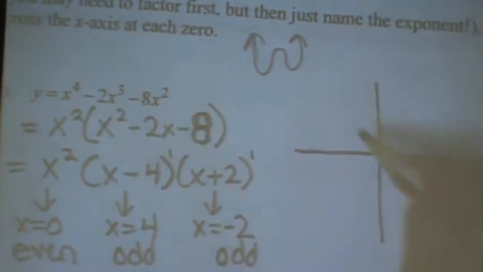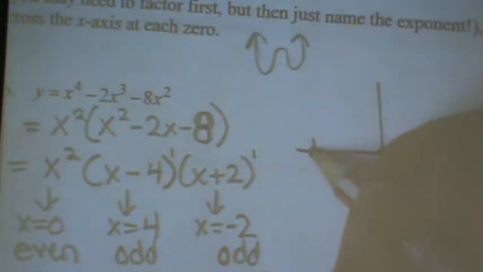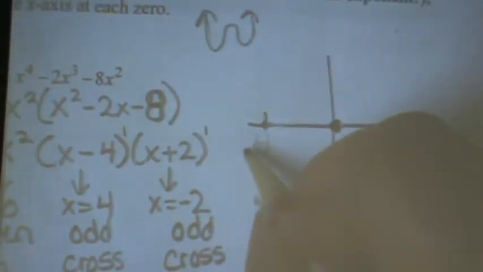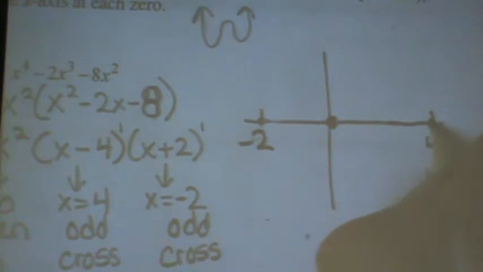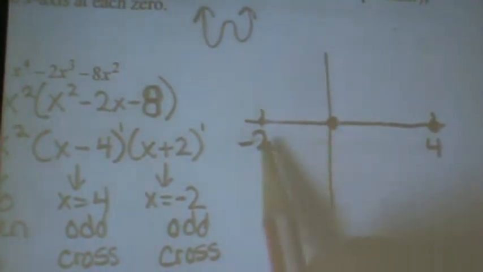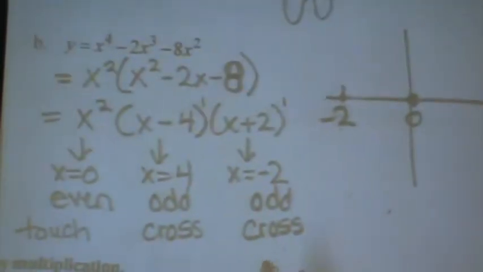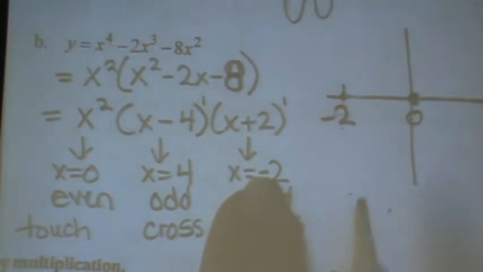go up. So what I wanna do is put a dot at 0, a dot at 4, and a dot at -2. Okay, are you guys with me? 0, -2, and 4. So, it's gonna cross through at -2.